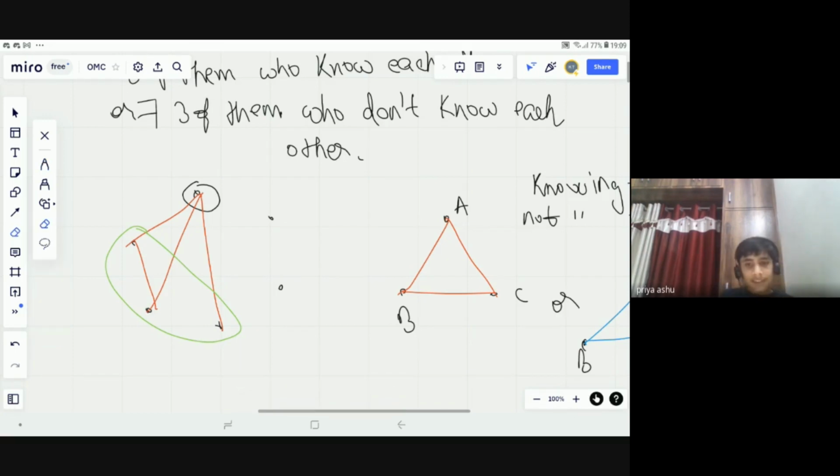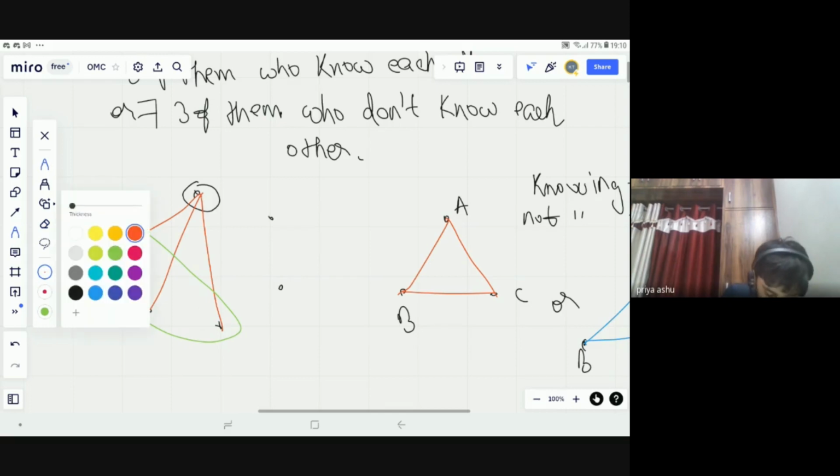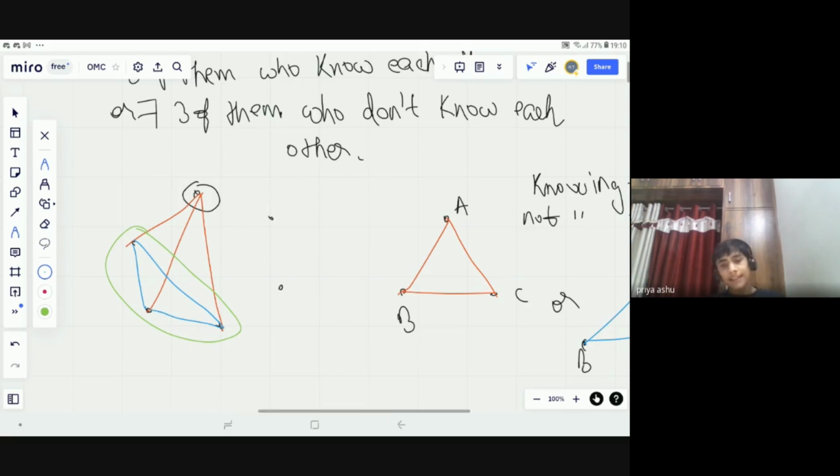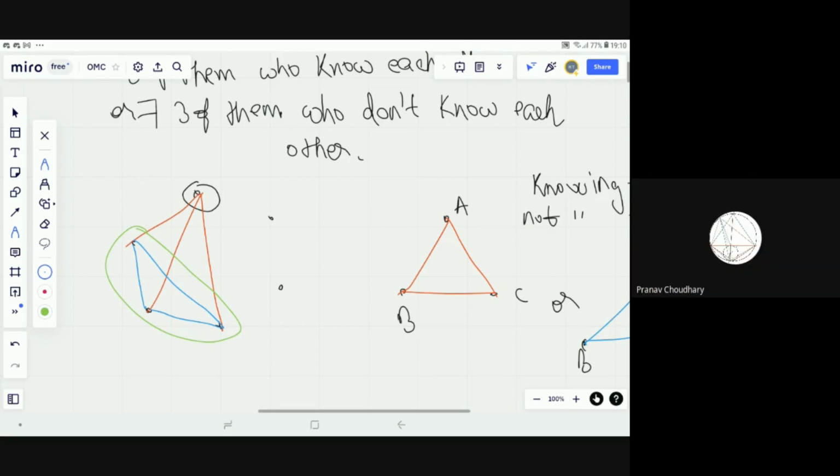So if any of these edges in this green set of vertices is red, then we have a red triangle. The only case that remains is when all these edges are blue. But then we clearly have a blue triangle. So in either case, we have either a red triangle or a blue triangle, which completes our proof. So is the proof clear? Yes.